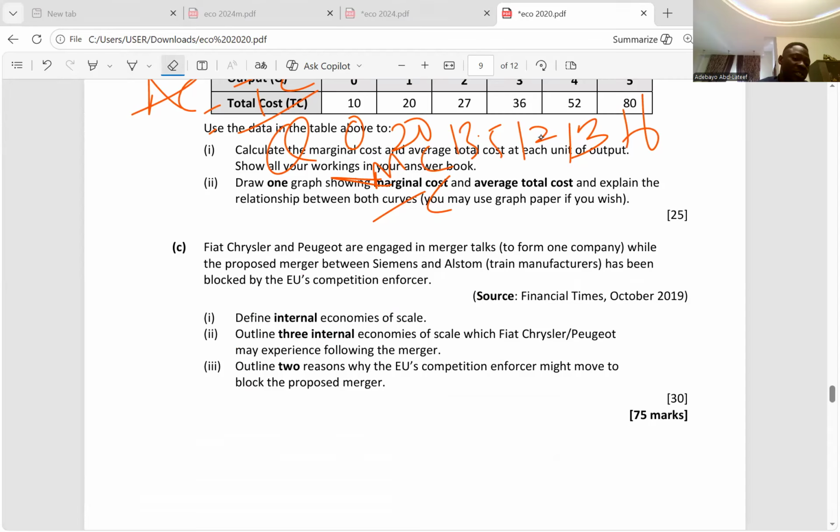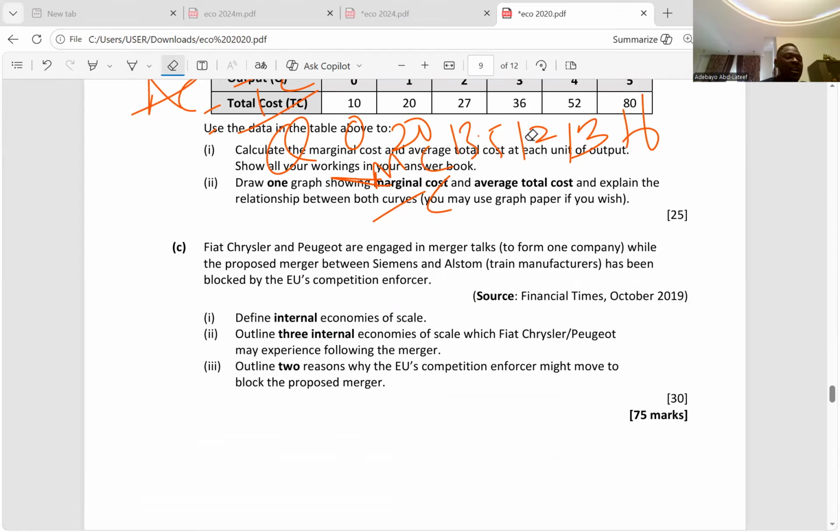economies of scale. Internal economies of scale is a cost advantage that firms enjoy as a result of expansion within the industry. It means as the firm is expanding with its own resources, the average cost of production starts reducing. The second question says, outline 3 internal economies of scale which Fiat, Chrysler, and Peugeot can use. We have bulk purchasing. The merger allows the two firms to order large raw materials, which may result in discounts.